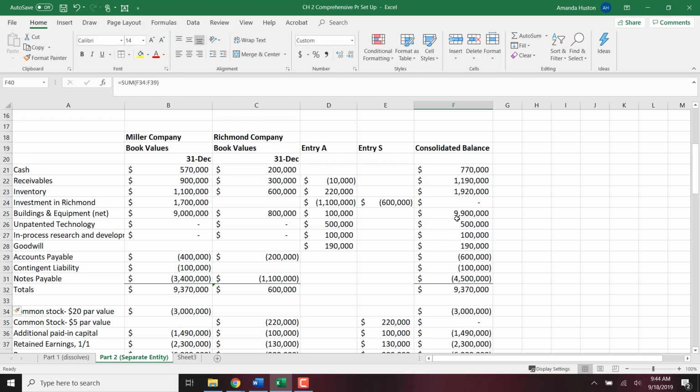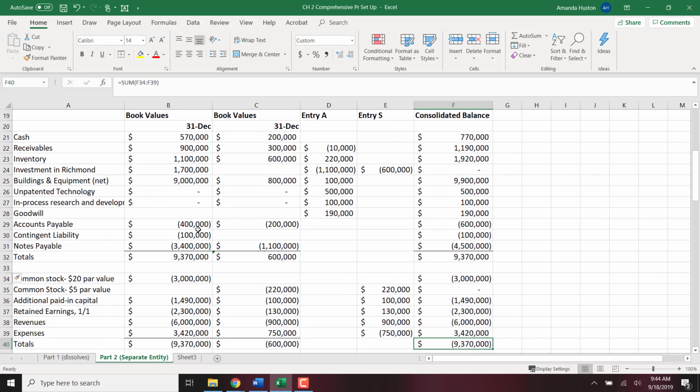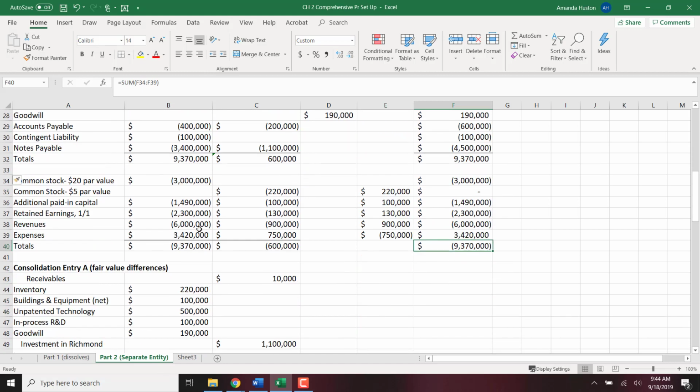Of course, it's not always date of acquisition, but this entire chapter is date of acquisition. So part one was what if it dissolves and the company doesn't remain Richmond, and number two is what if it remains a separate legal entity. So this is how we would make a consolidated worksheet.